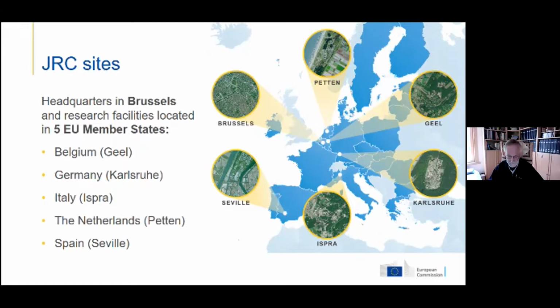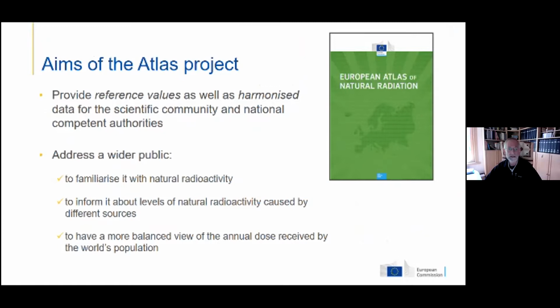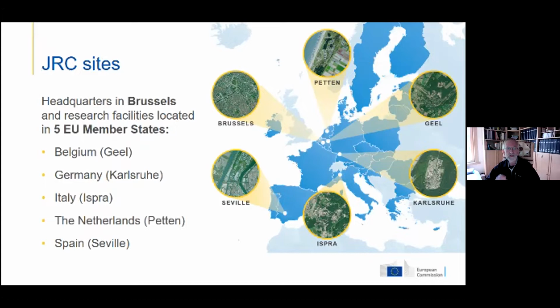The Joint Research Center, can you go one slide back, please? So the Joint Research Center is situated in six sites, so it's quite dispersed. This is the headquarters in Brussels, and there are five scientific research centers: one in the Netherlands, one in Belgium, one in Germany, one in Italy, in Ispra, where Georgia and I and Tore belong to, and Seville in Spain.